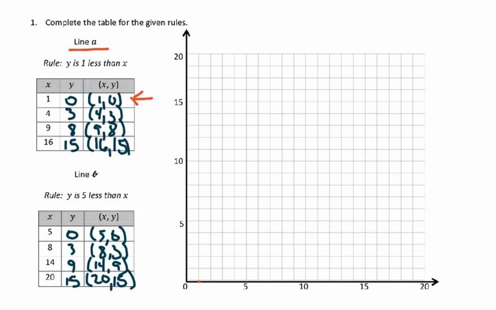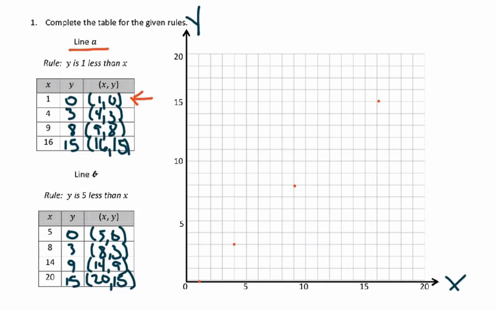So that means I'm going over 1 on the x-axis. This is the x-axis here, and this is y. So I go over 1 and up 0, so it's right there on the x-axis. Okay, and the next point is going to be 4 to the right on the x-axis and 3 up on the y-axis. Okay, just like that. And then the next point I'm doing is 9 over on the x-axis and 8 up on the y-axis. And then the last point for line A that we're plotting right now is 16, 15.